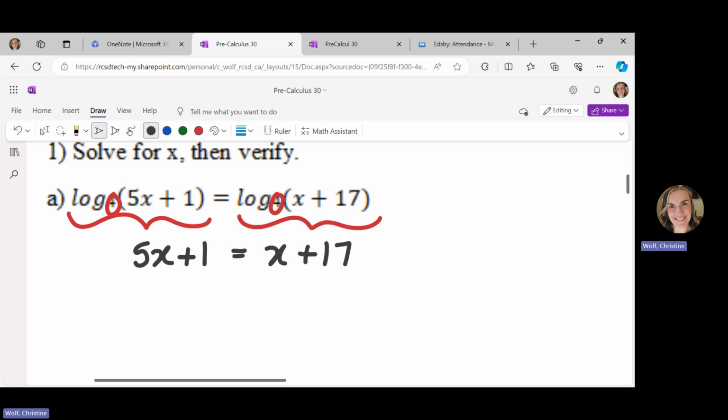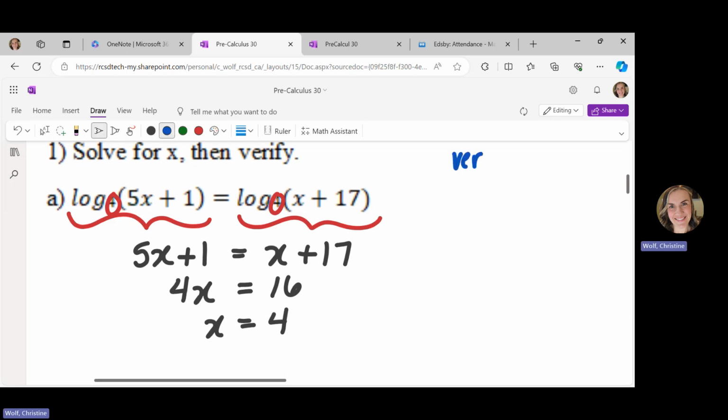You have your basic 5x plus 1 equals x plus 17. I'm going to subtract x from both sides, so I get 4x on the left. I'm going to subtract 1 from both sides, so I get 16 on the right. I'm going to divide each side by 4, and you get that x equals 4. So we've solved for x, which is always our goal. And then we just have to verify.